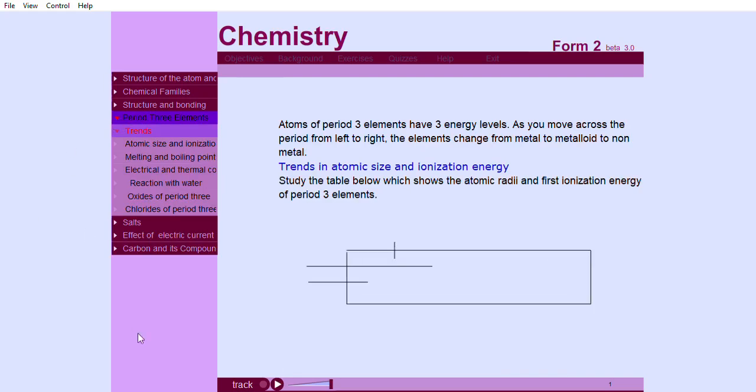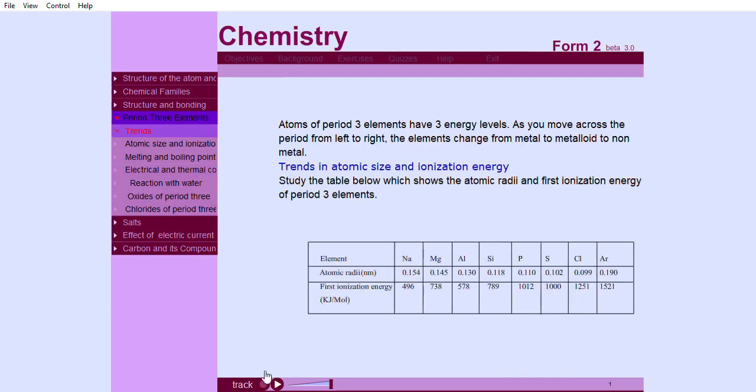Atoms of period 3 elements have 3 energy levels. As you move across the period from left to right, the elements change from metal to metalloid to a non-metal. Trends in atomic size and ionization energy.